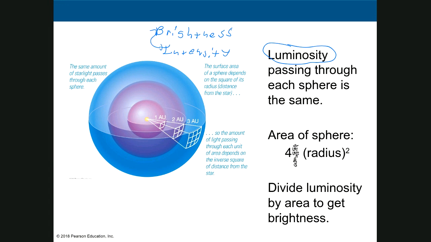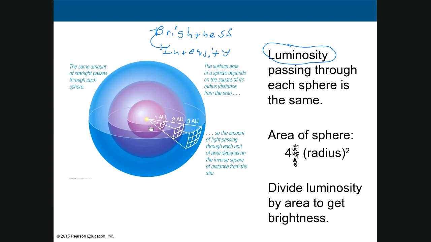If you divide, the luminosity is a power, right? So in units of watts, so that's energy per second. And then if you divide it by area, you get brightness. And that's also intensity, right? How bright something is is just another way of saying how intense it is. And then we have distance.